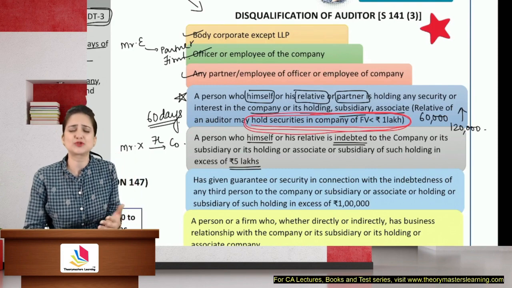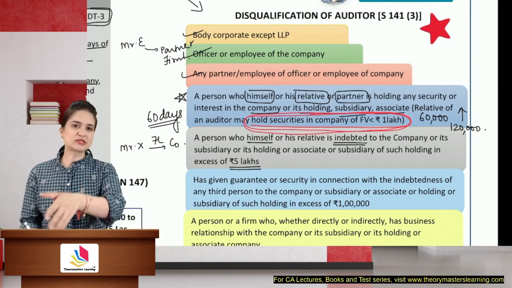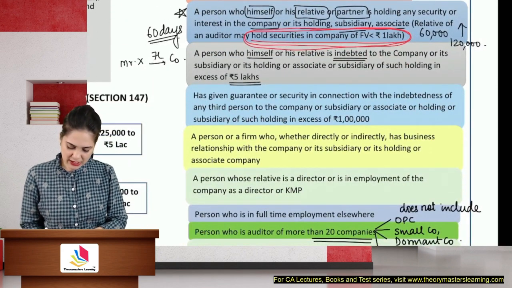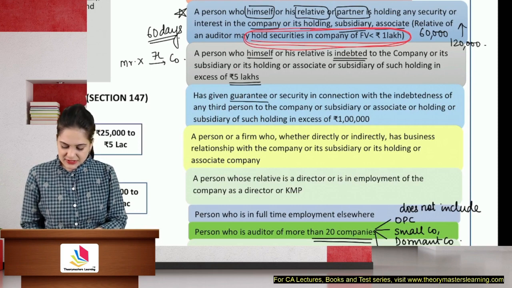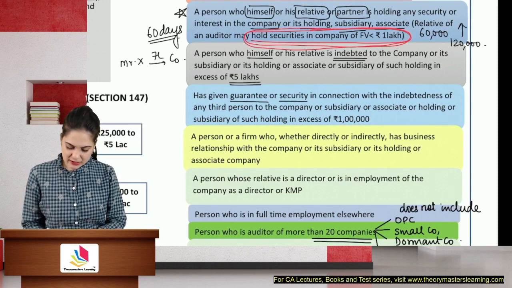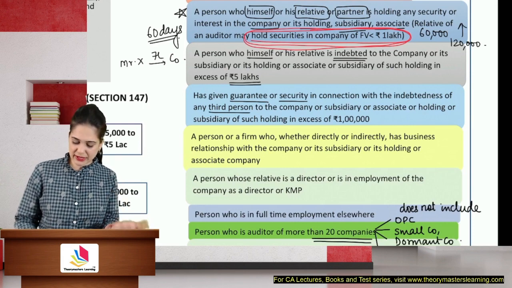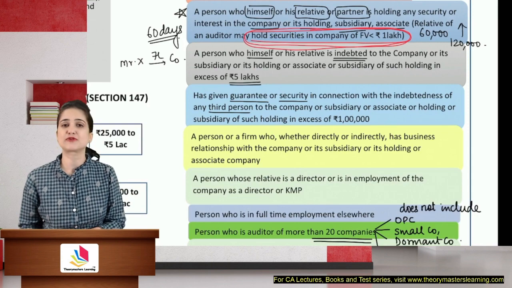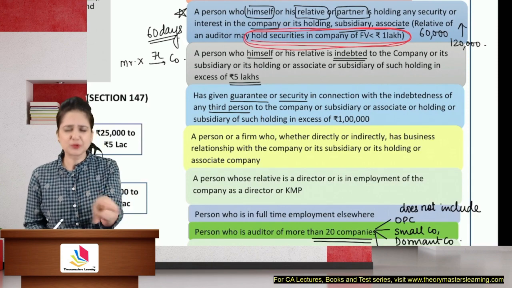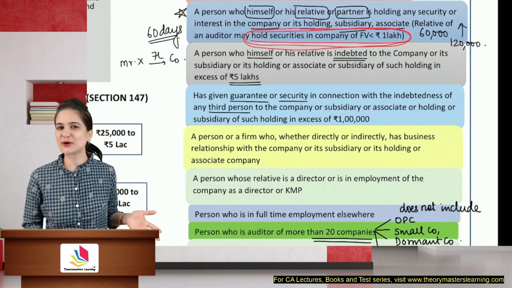He owes 7 lakhs to the associate. He cannot be appointed as the auditor of the company. And fellow subsidiary is also included over here. Any person who has given guarantee or security in connection with the indebtedness of any third person to the company or subsidiary or associate or holding or subsidiary of such holding in excess of rupees 1 lakh. So can I say in simple words, if you are a surety, you have given guarantee of more than rupees 1 lakh, you cannot be appointed as the auditor of the company.